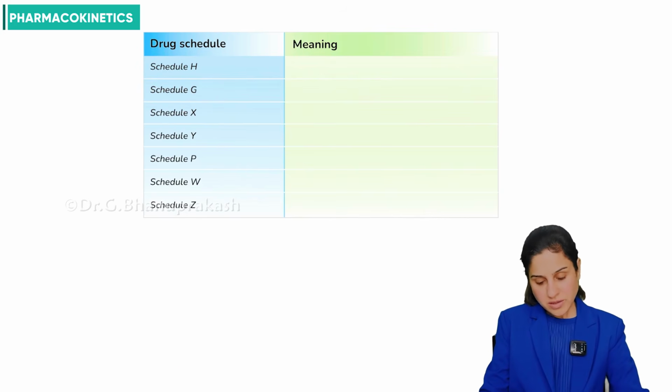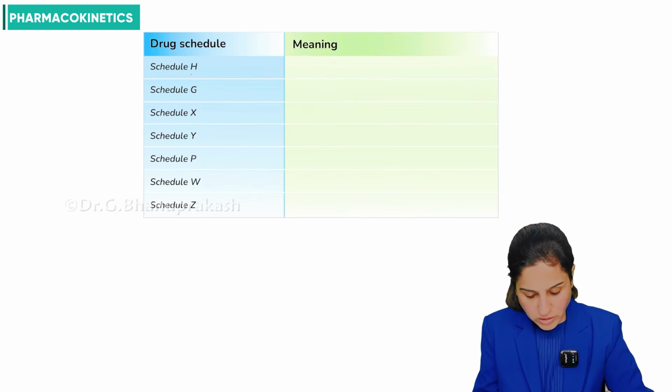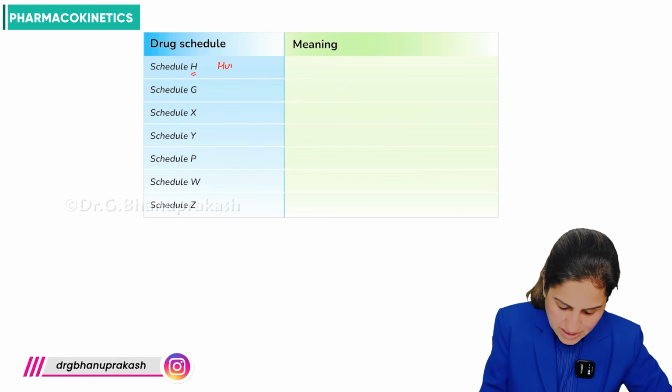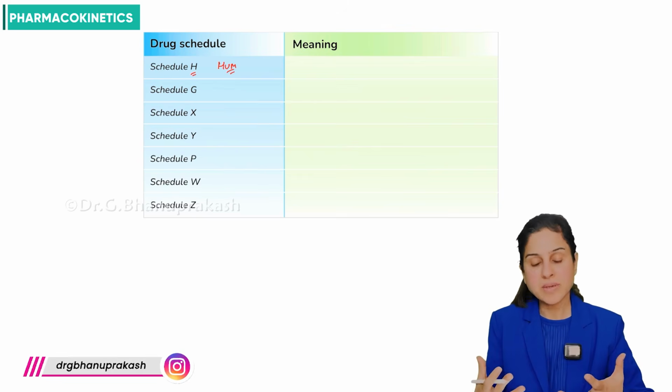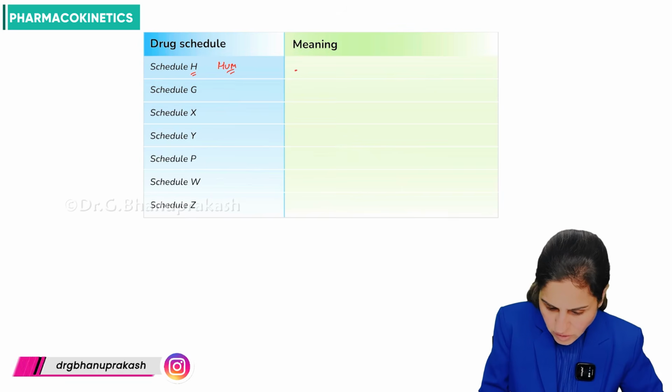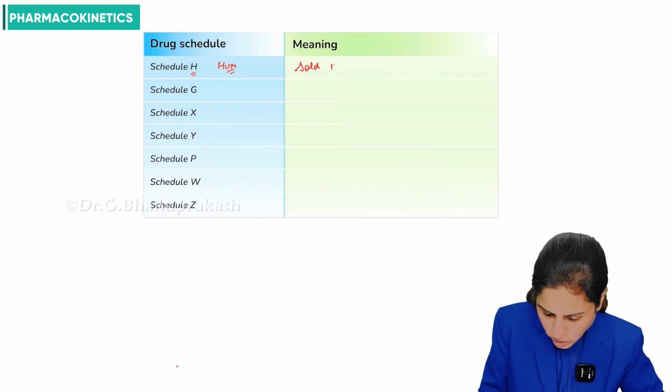Then drug schedules, important. What is the meaning of each schedule? Schedule H. H means hum. Hum in Hindi means us. That means we can prescribe. So these are the drugs which require prescription. So they are sold under prescriptions.